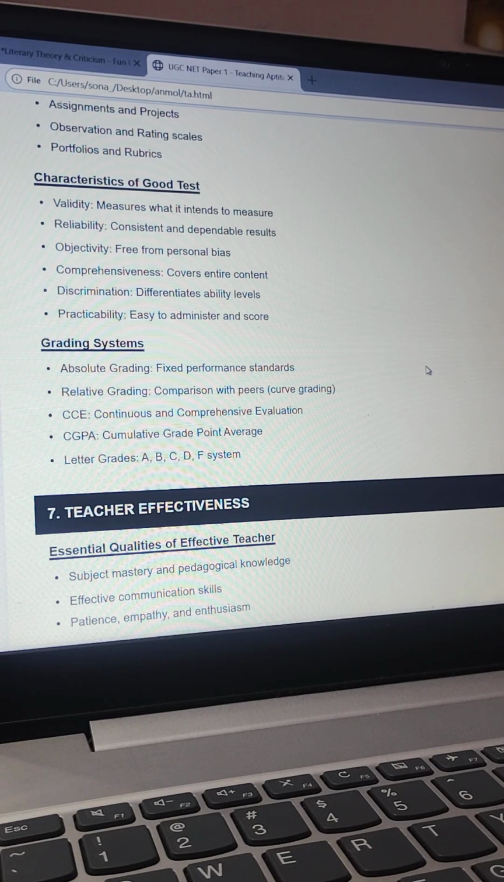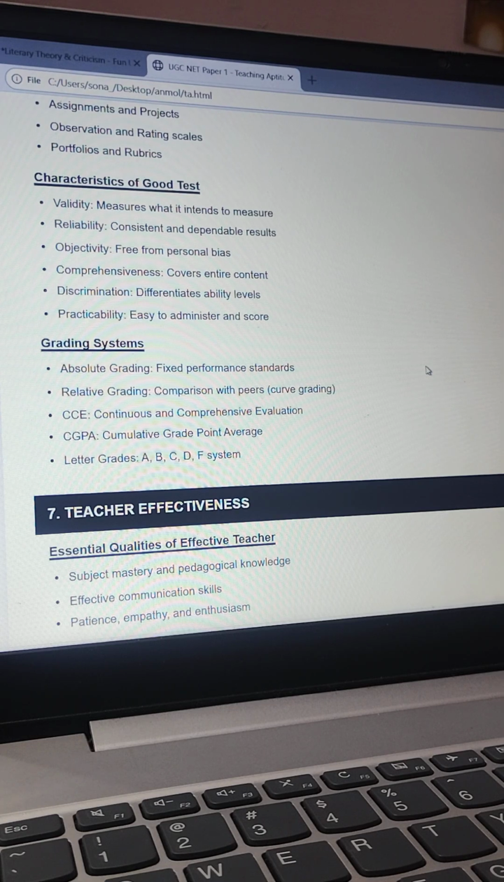And in the case of reliability, you can go with the keyword consistency. So reliability deals with consistent and dependable results. Objectivity deals with being free from personal bias, and comprehensiveness covers the entire content. Discrimination differentiates ability levels, and practicability is being easy to administer and score.